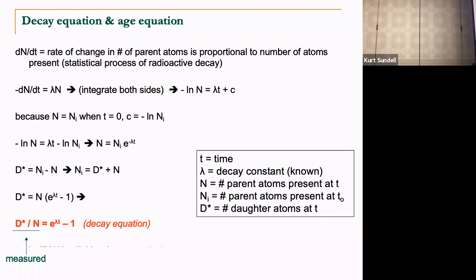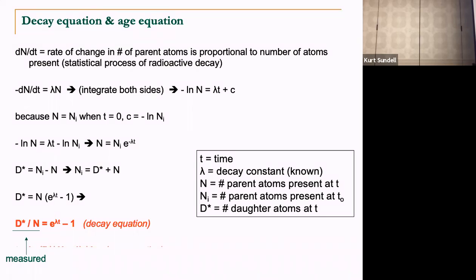And so the variables that we're working with here are time, right? That's what we want to know, that's what we want to solve for. The decay constant, we know this really well. We can throw uranium into a detector and figure out how quickly it's decaying. So we can get at the decay constants. Then the number of parent atoms present at any given time, the number of parent atoms present at time 0, and then the number of daughter atoms present.